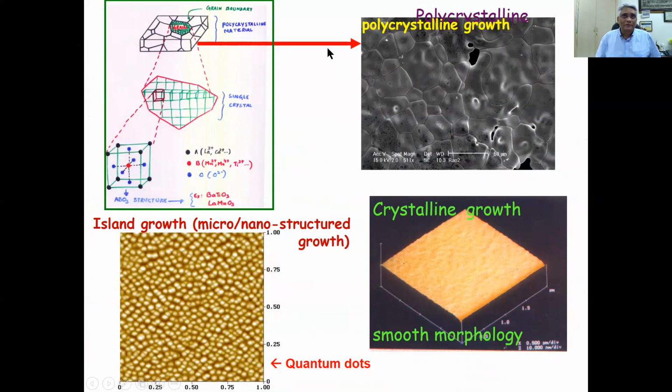A polycrystalline material typically looks like that. It has grains and grain boundaries. Grain boundaries are defects where you don't have the regular atomic arrangement. The atomic arrangement terminates there. You'll have loosely bound atoms in the grain boundaries.